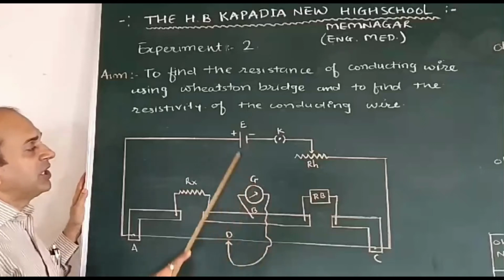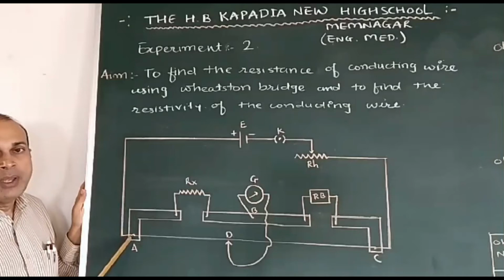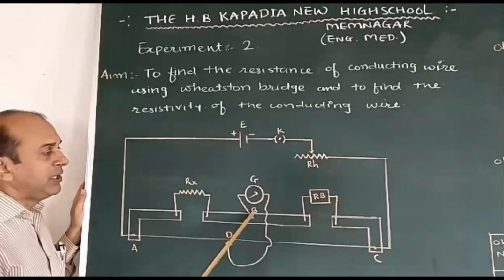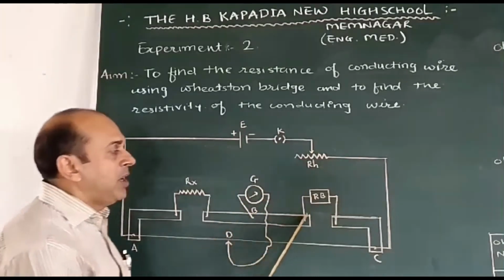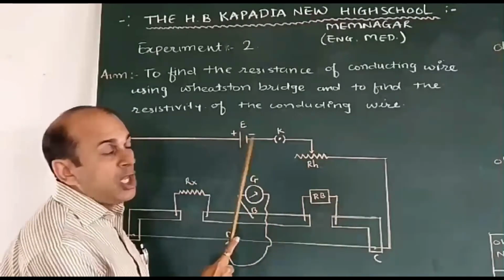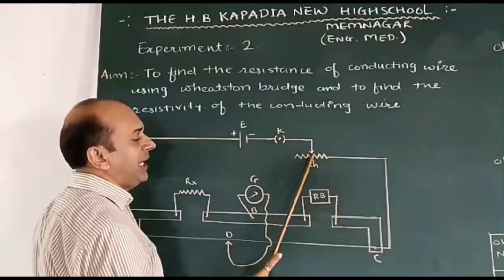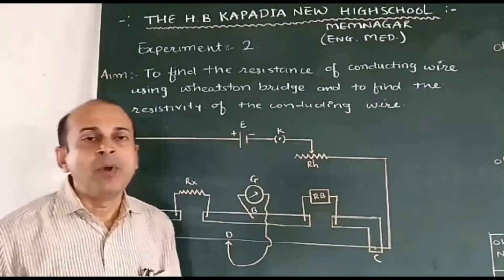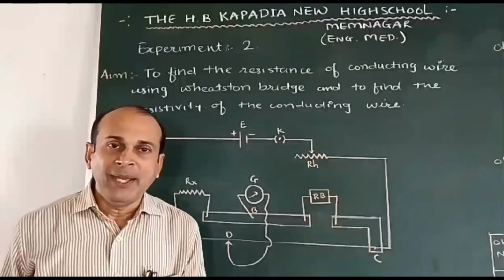Now the circuit is: battery positive to the A terminal of the Wheatstone bridge. Here connect the unknown resistance. Then here the galvanometer, and galvanometer to the jockey. In the second gap connect the resistance box, and the battery negative terminal connects to a simple key, to the rheostat, and rheostat to the C terminal. This is the circuit diagram for the Wheatstone bridge. Now let me start the experiment.